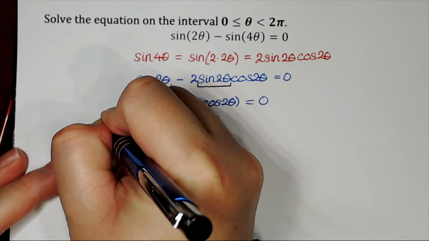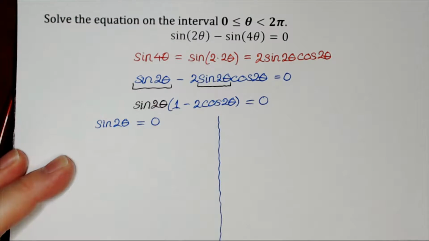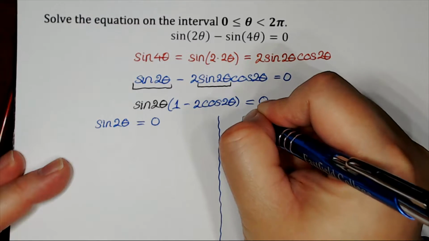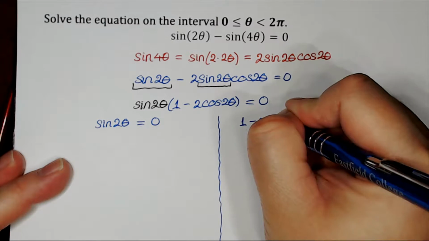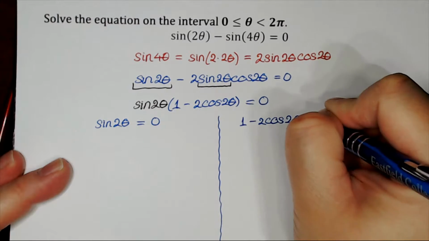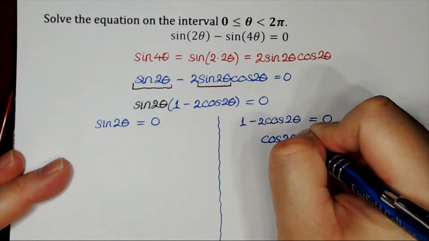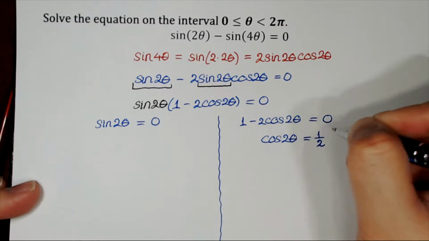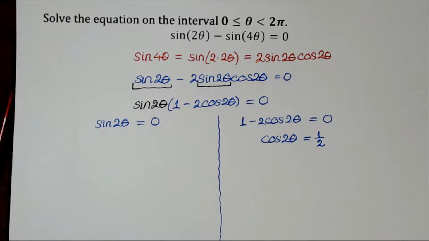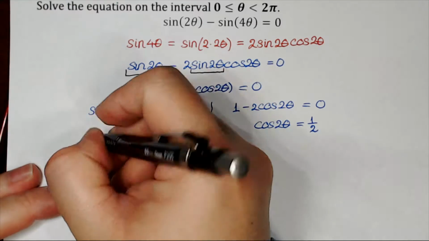So if we have sine of 2 theta equal to 0, or then we have 1 minus 2 cosine 2 theta equal to 0. This will give us cosine of 2 theta equal to 1/2. Right. Now we just solve the trigonometry equation, both of them. This is a little more complicated because we have the multiple of an angle.